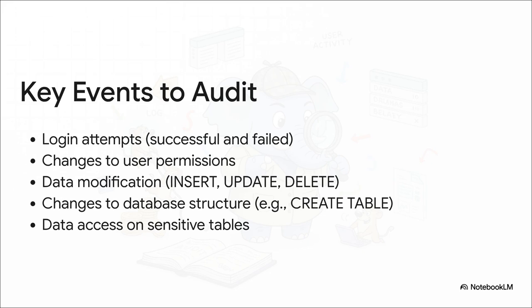So, what does that sweet spot look like? Well, you focus on the stuff that really matters. Think of it this way. You absolutely want to log every time someone tries to open the fridge, especially if they fail. You definitely want to know if someone changes the lock on the pantry. That's a big deal, a change to permissions. And of course, you 100% need a record anytime someone takes something out or puts something in. That's your data modification, your inserts, your updates, and your deletes.